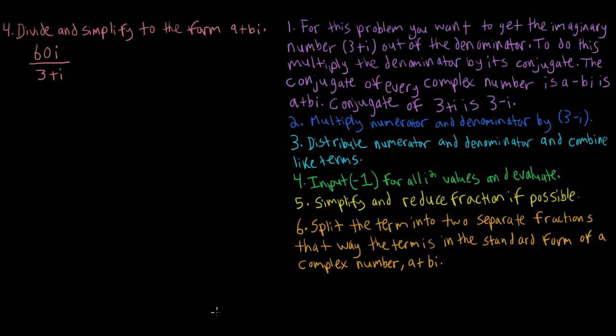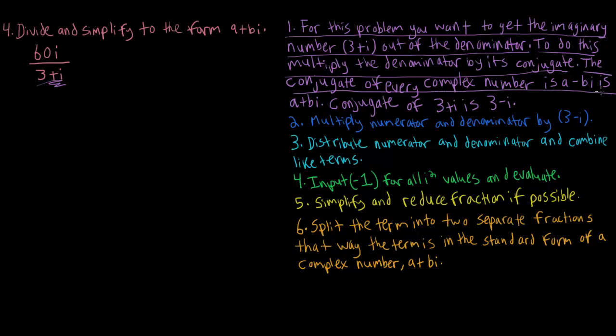Divide and simplify to the form a plus bi. 60i over 3 plus i. Step 1. For this problem, you want to get the imaginary number 3 plus i, right here, out of the denominator. To do this, multiply the denominator by its conjugate. The conjugate of every complex number a minus bi is a plus bi. So in this case, the conjugate of 3 plus i is 3 minus i.